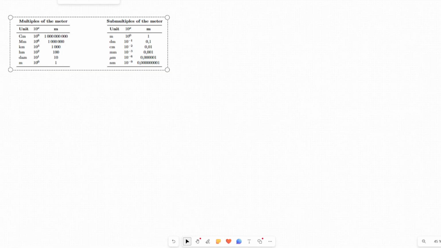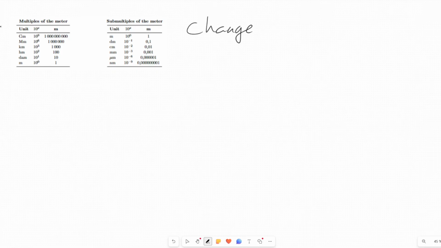Okay, so today we're going to see change of units. But we're not going to see any change of units because you probably already know change of units. We're going to learn a new method for changing units.